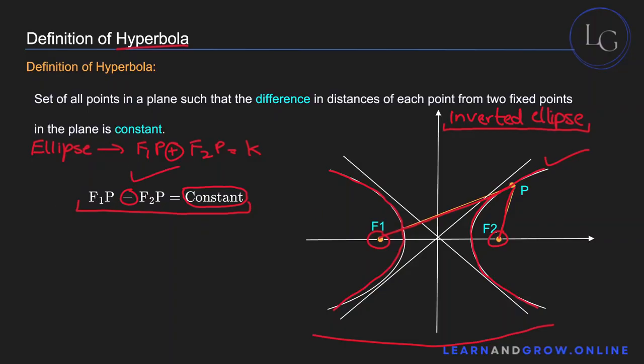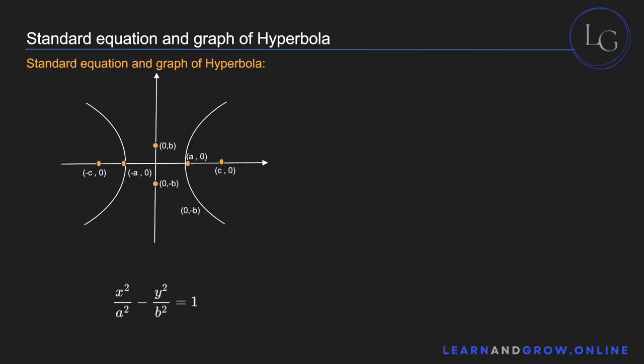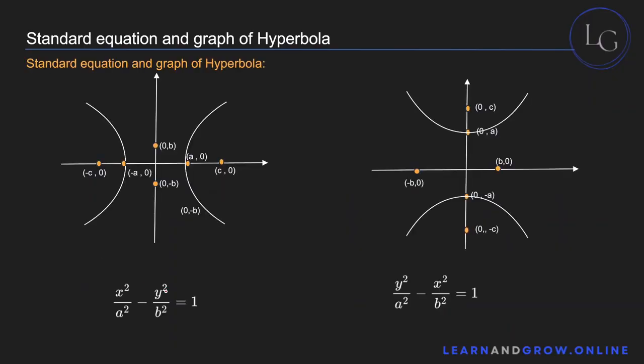Now let's dive deeper into the equation of a hyperbola. These are two possible cases. Similar to an ellipse, which also had two possible cases, this has two possible cases as well. Let's take the first one as an example, and all of the rules over here will apply to the second one as well.